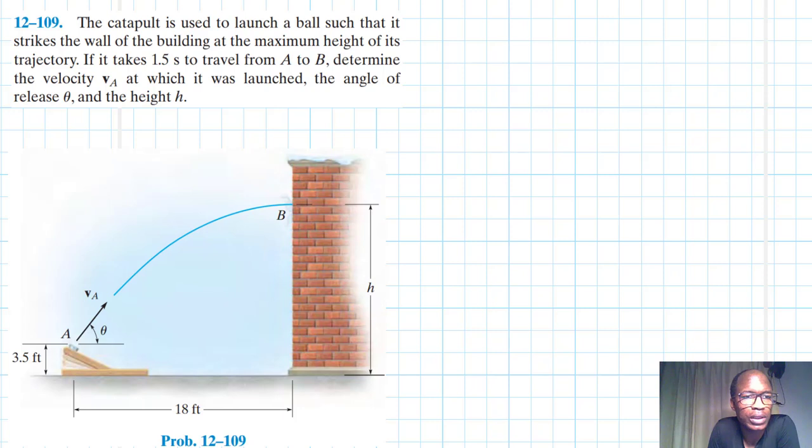The problem reads, the catapult is used to launch a ball such that it strikes the wall of the building at the maximum height of its trajectory. If it takes 1.5 seconds to travel from A to B, determine the velocity VA at which it was launched, the angle of release theta, and the height h.